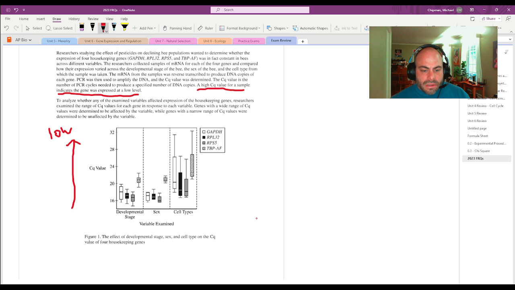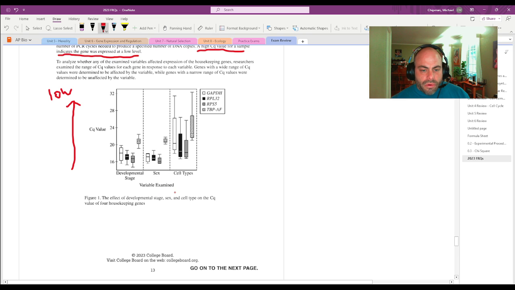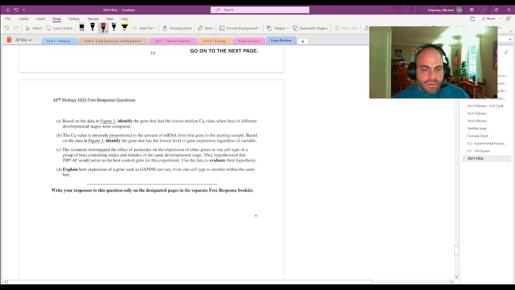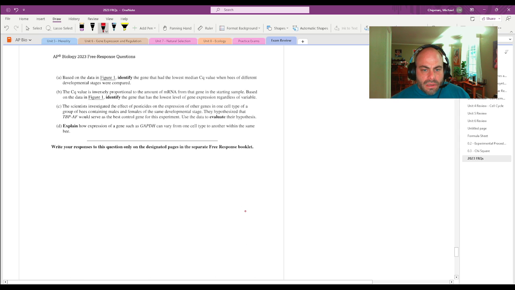RPS5 is the lowest. Since it's an identify, you do not need to walk them through how you came about that. And so if it was me, I would write RPS5 is the gene that has the lowest median CQ value.